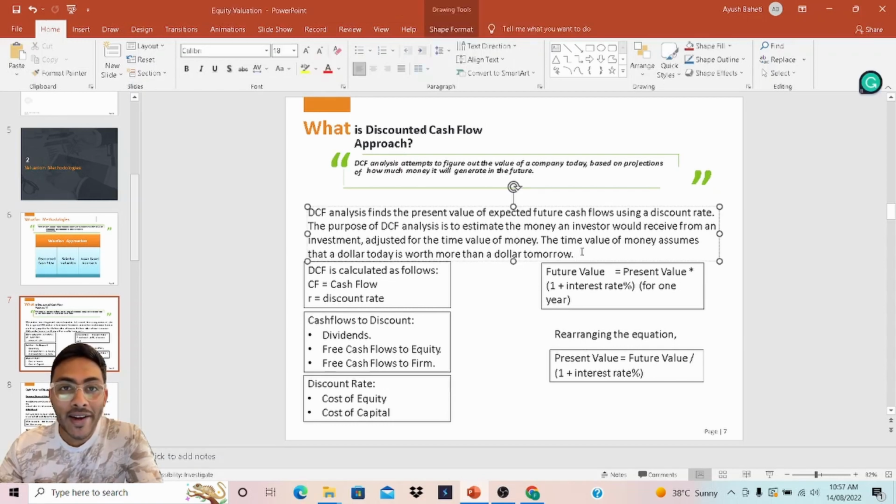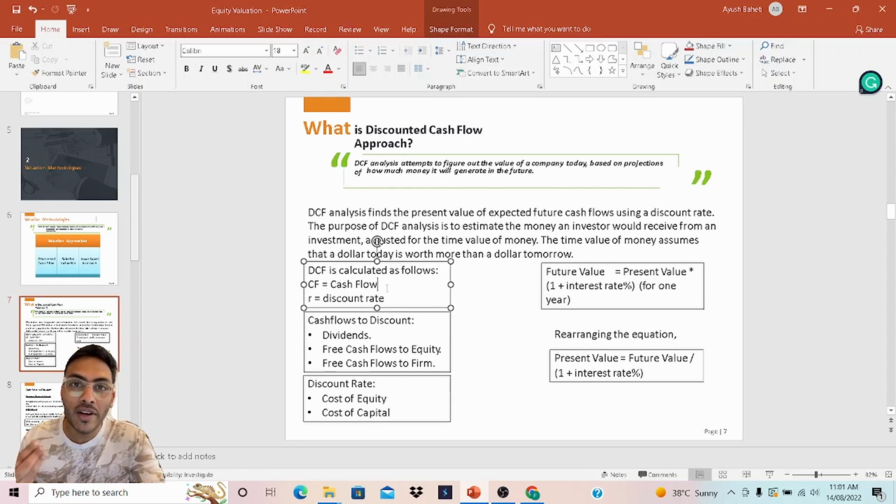So the value of $10 10 years back is not the same as the value of $10 today. Or for example, something I could buy for $10 10 years back, to buy the same thing, I may have to pay $50 today. And to incorporate this, we apply a discount. So the two components of DCF are cash flow and discount rate.